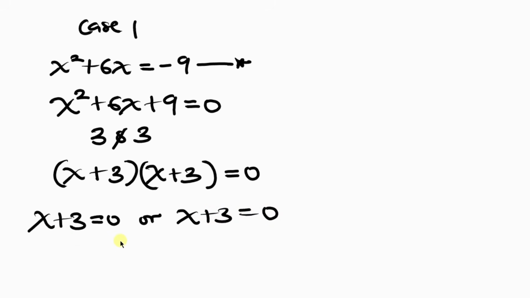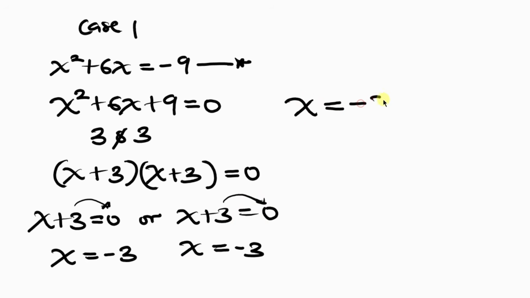For the first one, we have x to be equal to negative 3 when I move 3 to the right-hand side. For the second one, we have x to be equal to negative 3 as well when I move 3 to the right-hand side. So in other words, we can say that x is equal to negative 3 twice, right? Very good. So we have two values of x that are negative 3. Now let's move on to our second case to look for two other solutions for x.